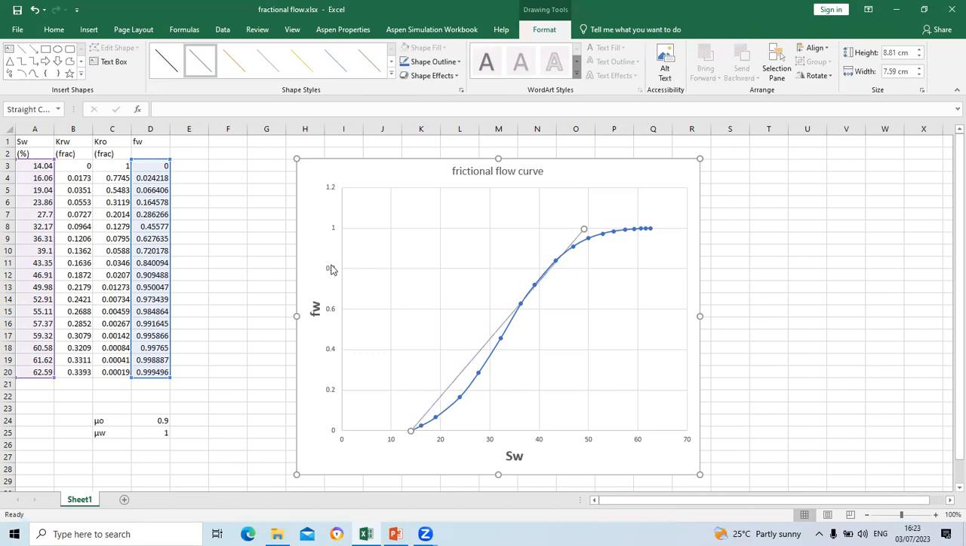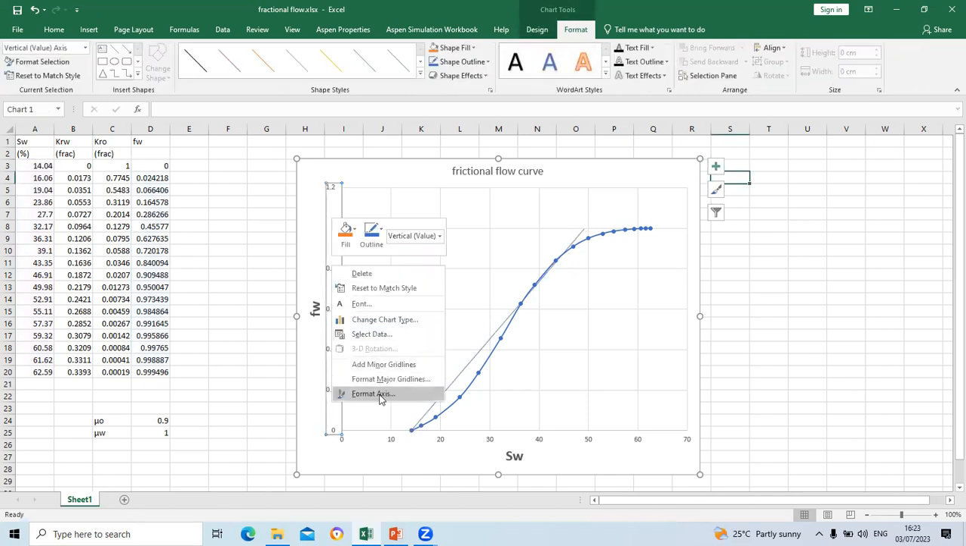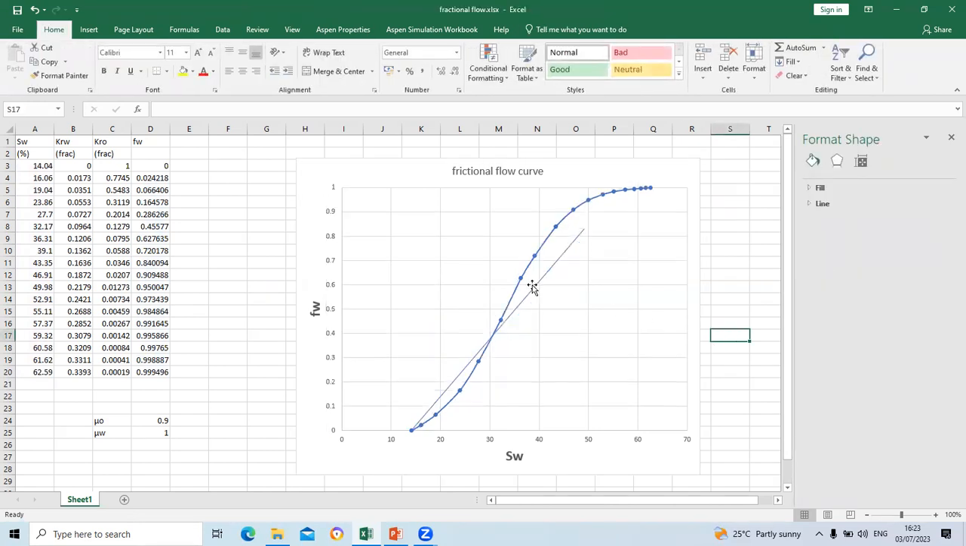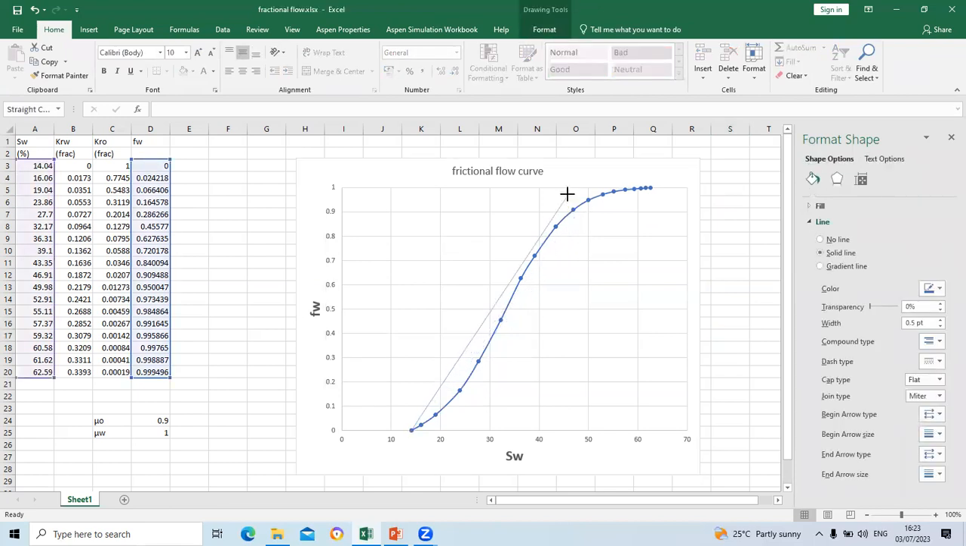I will take this axis and change the scale. Let me change the scale of this axis because it cannot be above 1. Fractional flow always ends at 1. So I will take this right up to this point and make sure that it touches. My interest is to know where it touches.